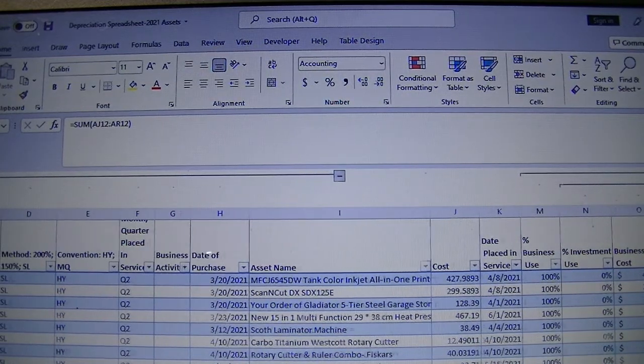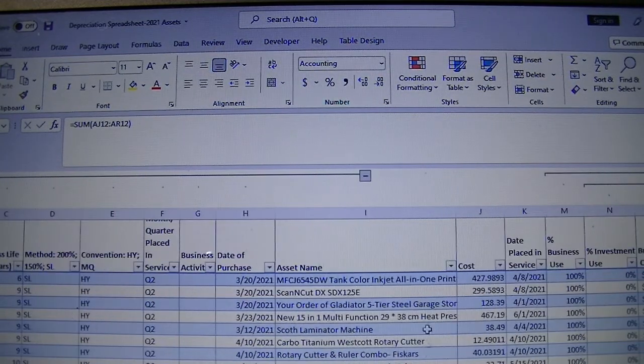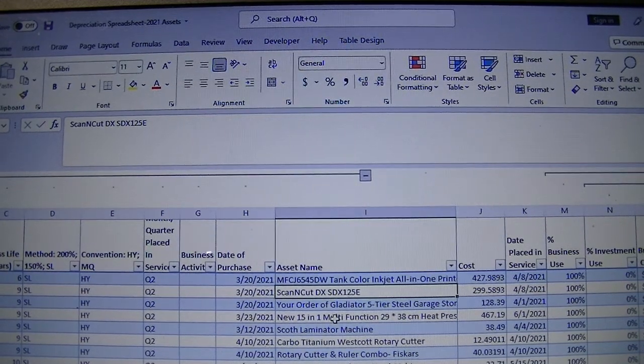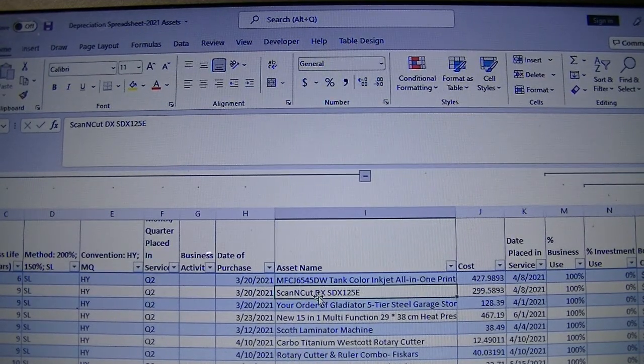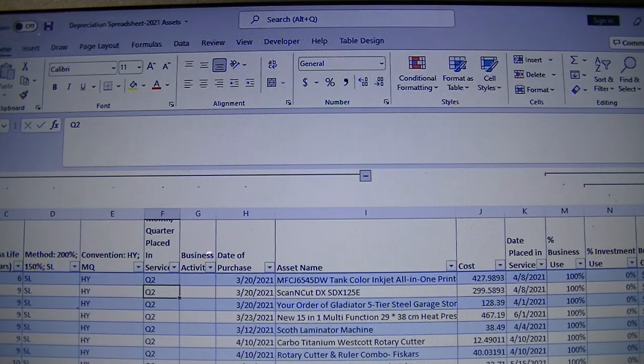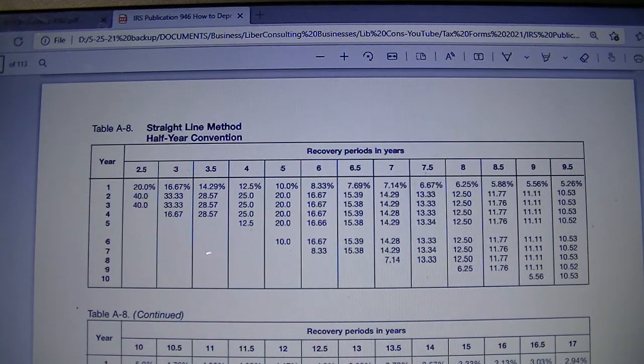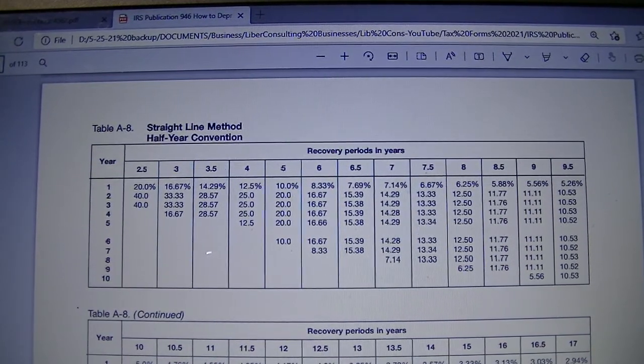So now let's take another example. The second one is a cutting machine. It was placed in service in quarter 2. We will go to our Appendix B, table B1.